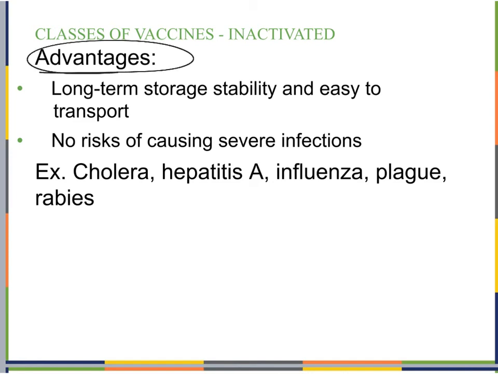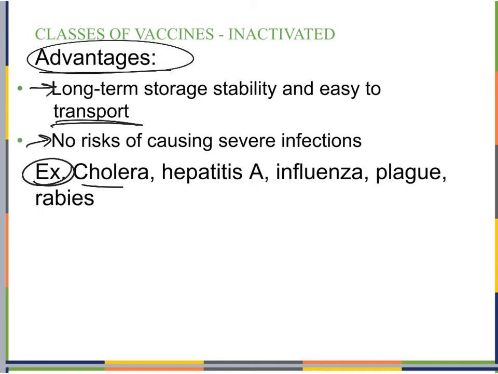So the advantages of the inactivated vaccines is that long-term storage stability is there because it's already dead, so it doesn't matter how long it's going to be dead, it's still dead. And so it's easy to transport, so we can get these to other parts of the country or third world countries and things like that very easily. There isn't a risk of causing a severe infection because we know how much of the dead pathogen we're putting into the body. So there is not that risk of it multiplying and causing that severe infection.